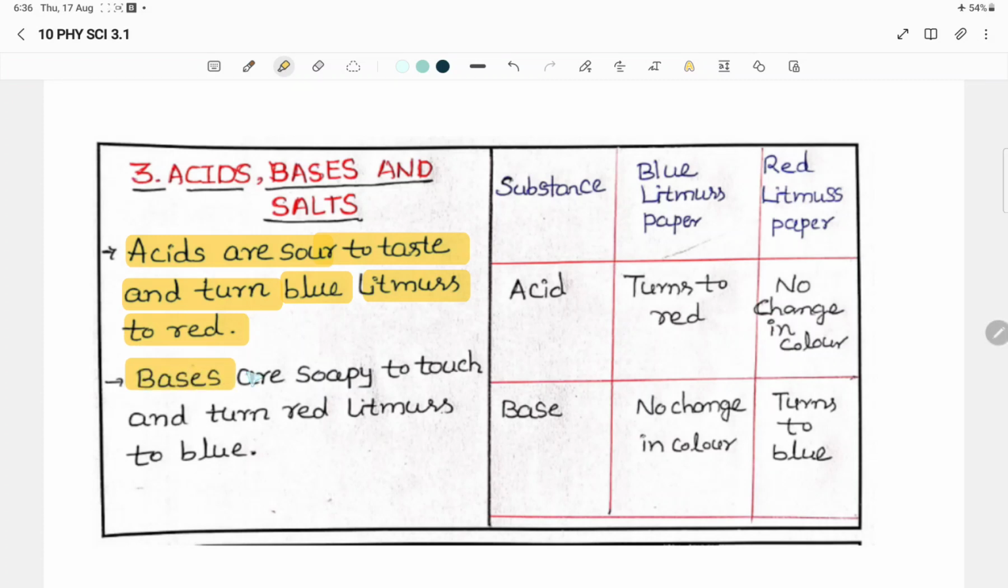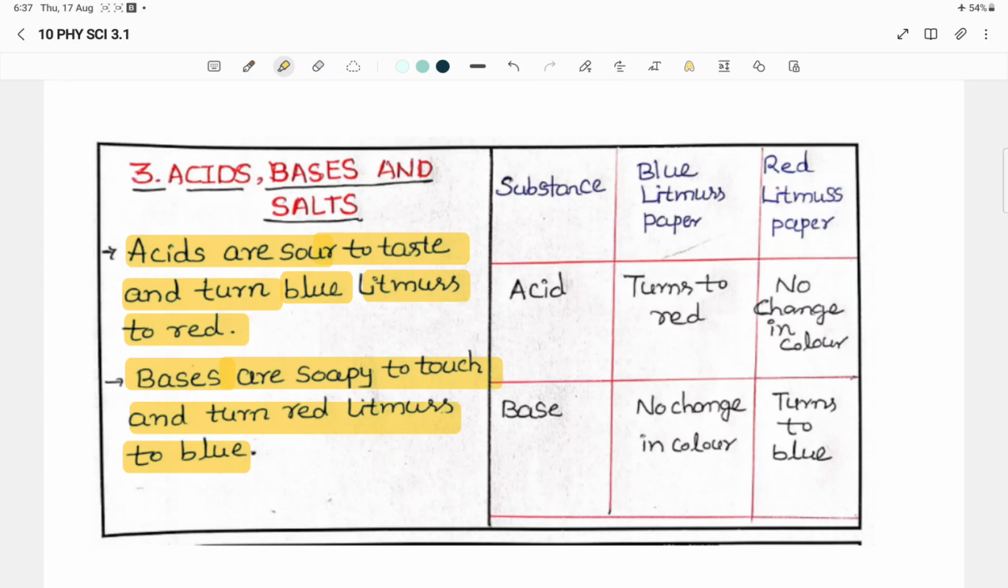Next, bases. Bases are soapy to touch. When we touch the bases, we feel a soapy texture, and they turn red litmus to blue. Bases turn red litmus paper to blue color.